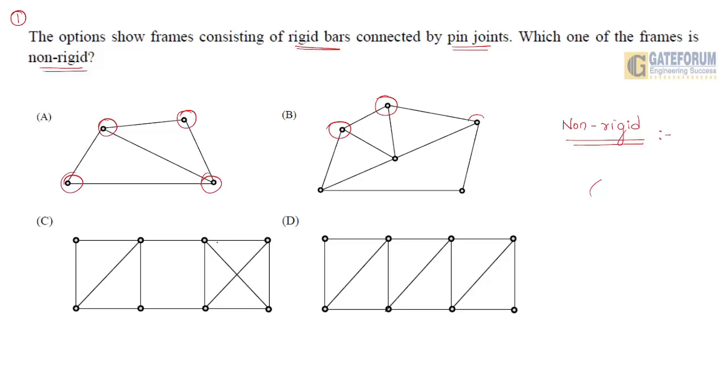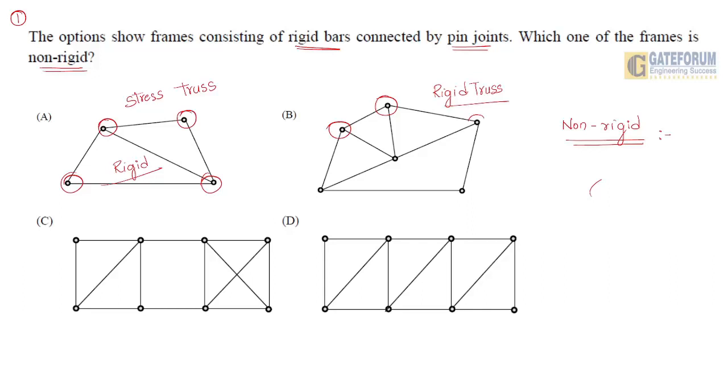So when we are talking about options A, B, C, D, there are four different trusses there. When you talk about A, in this truss all the joints are pinned, and clearly this is a truss. We know that this is a rigid structure, right? Coming to B, again this is also a rigid truss, as all the pin joints are in contact with your members.